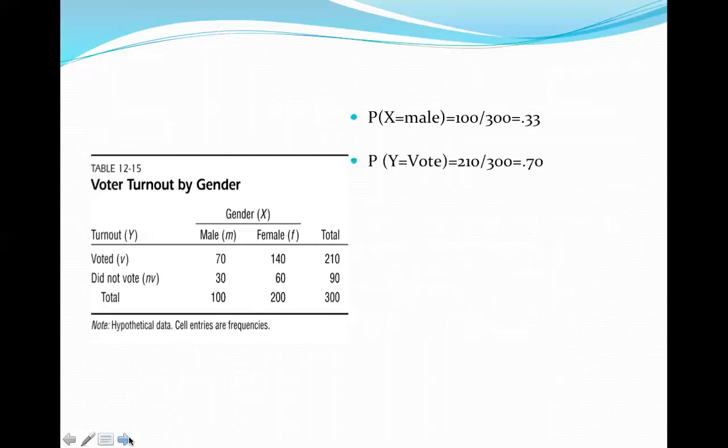We then look at the probability of voting. Out of the 300 people who took this survey, 210 reported voting. It's pretty high, meaning the probability of voting was 0.7. And then we calculate what we call the marginal probability. You'll remember that term from the last slide. The marginal probability is the two probabilities separate multiplied together. So 0.33 times 0.7 gives us a marginal probability of 0.23.